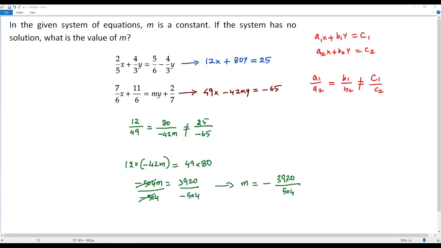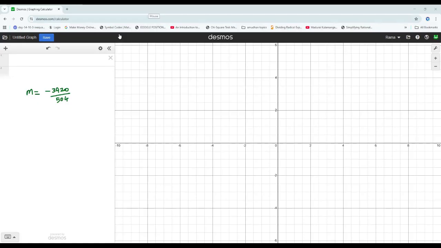Now we can go to the Desmos graphing calculator to get the simplified form of this fraction. Let me give this fraction as input, that is negative 3920 divided by 504. Okay, let me get this one in fraction form. Okay, here I got the simplified form of the fraction, that is negative 70 over 9. If I want to get the decimal form for this one, let's click here. I am getting negative 7.777. It keeps going. It's a long decimal.